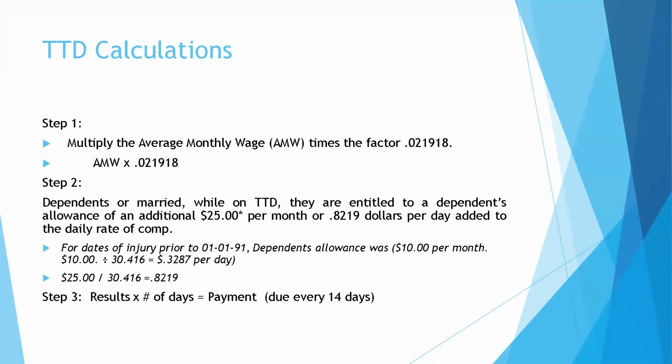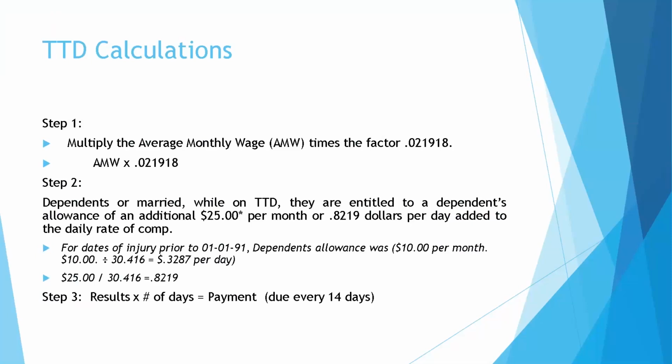For dates of injury prior to January 1 of 91, dependent allowance was $10 per month or $0.3287 per day. Currently, we get this 0.8219 by taking the $25 and dividing it by 30.416, which is the average number of days in a month, and you get $0.8219 per day.